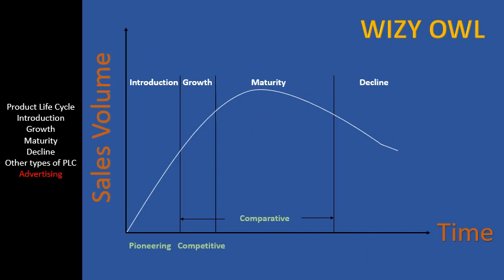Now we will look at the types of advertising that are generally done with each stage. During the introduction stage, since people need to be made more aware about it, we do informative type of advertising. Next we have competitive type of advertising, that is in the growth stage. The comparative advertising is generally done from the growth stage to the maturity stage.